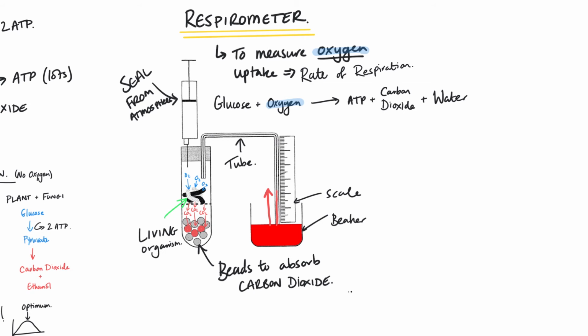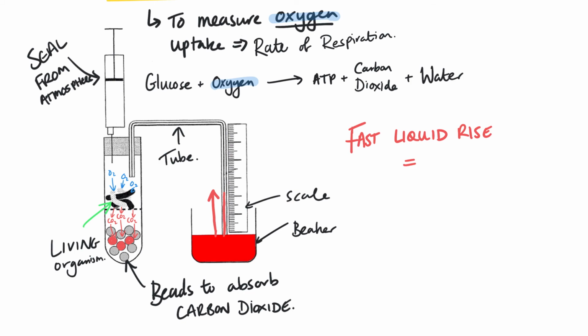It's using up the oxygen from its surroundings, but it's in a closed surroundings. As the oxygen is being used up, the organism will release carbon dioxide. That's absorbed by the pellets or the beads at the bottom of the boiling tube. That pulls the liquid up, and the rate, so how fast that liquid moves up the scale, is showing you how fast respiration is happening.